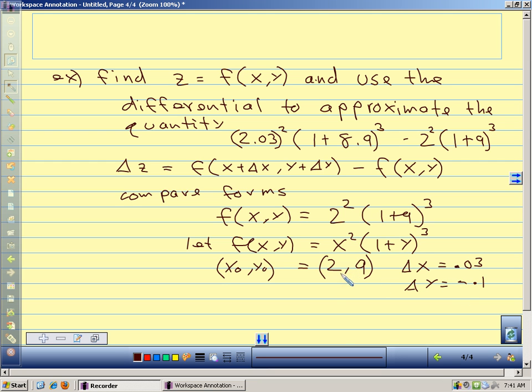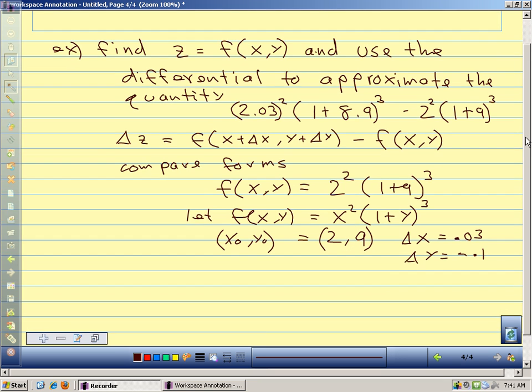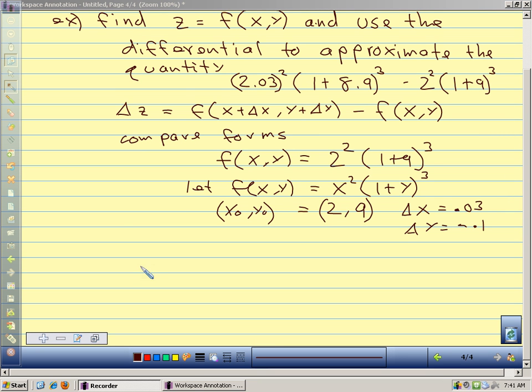This is our point that we start at. Now we can find our differential to approximate this quantity. This quantity wouldn't be hard to calculate. You can plug this into your calculator, but we want to approximate it using our differential since we have this fancy new tool to work with.